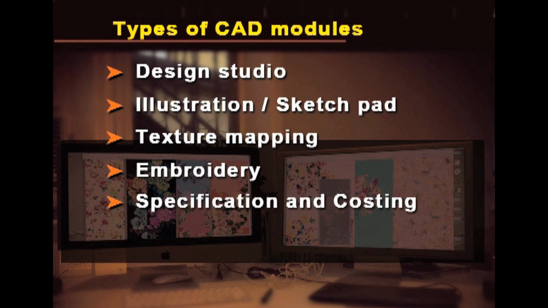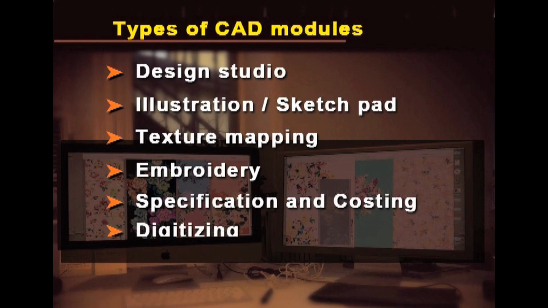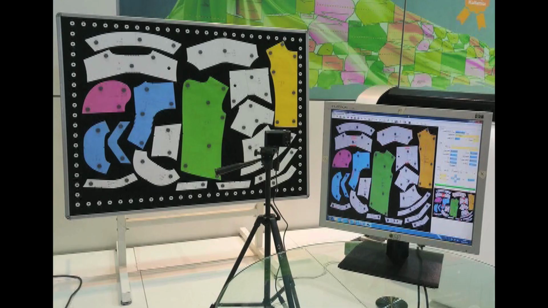Specification and costing module: in this, the specification of the fabric, the specification of the lining, buttons and all other accessories are given here, and then the costing is automatically done. And digitizing: in this, the manual patterns, images, drawings and all other things can be easily transferred using the digitizer.